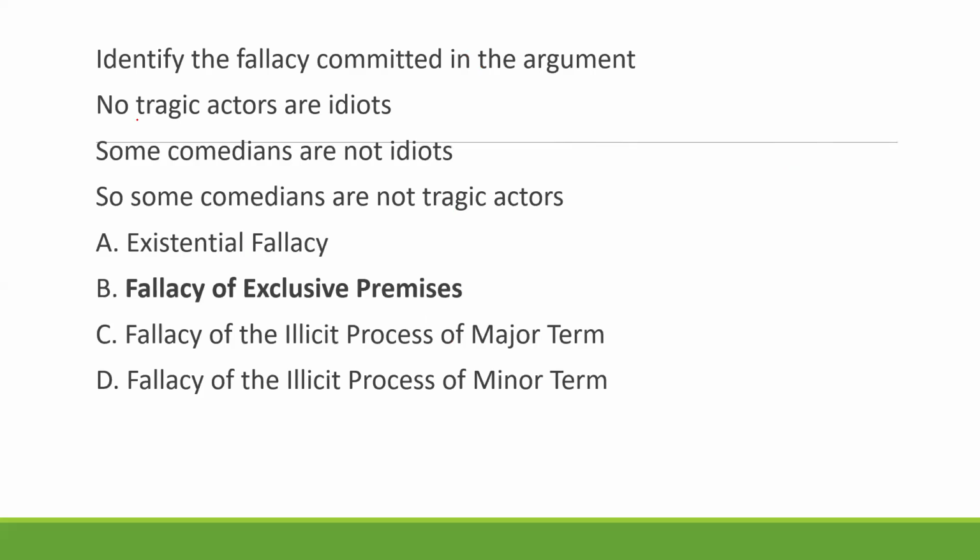Now we can check a question. No tragic actors are idiots. Some comedians are not idiots. So here also negative, here also a negative term. So automatically the answer will be fallacy of exclusive premises.